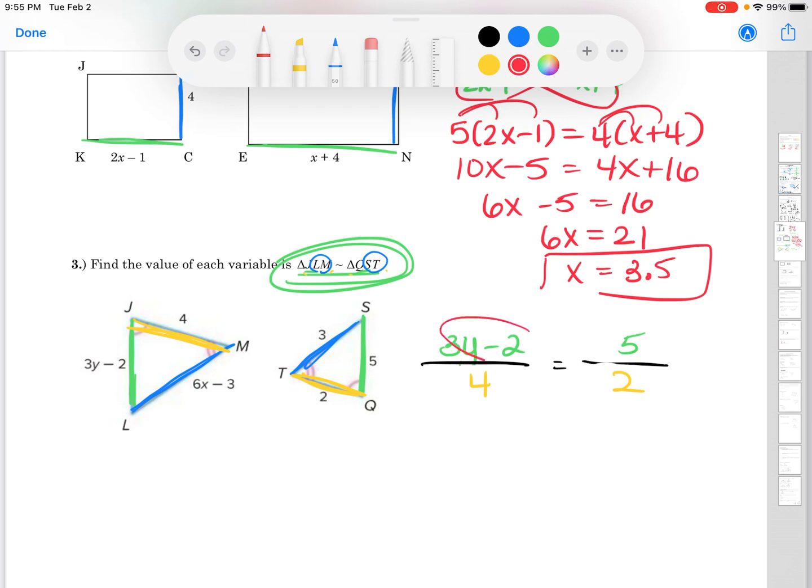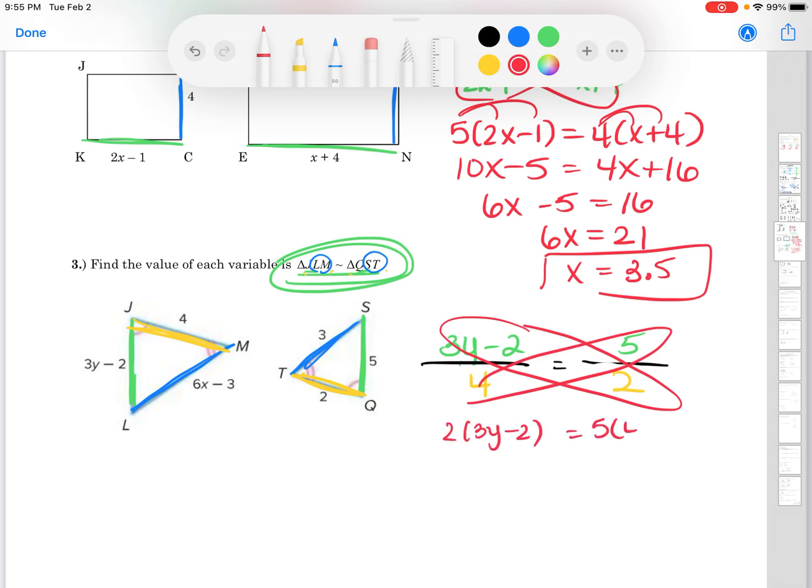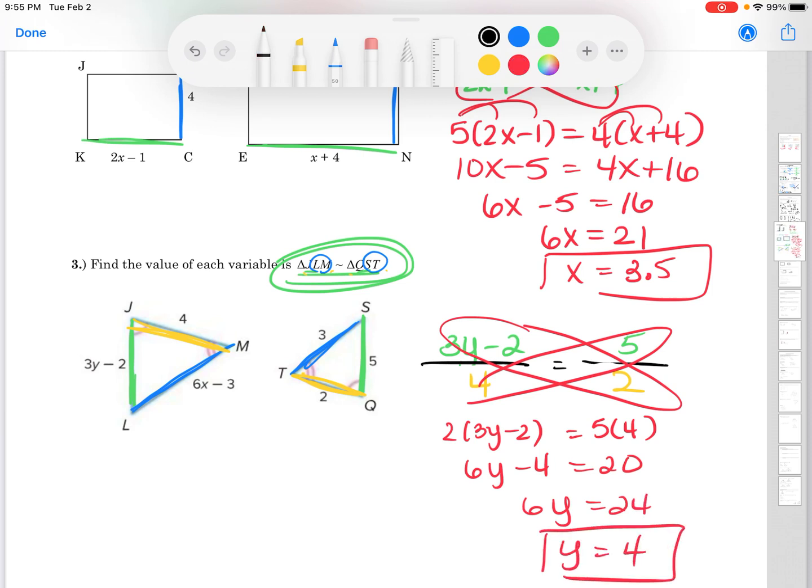All right, so again, cross multiply. So we have 2 times 3y minus 2 is equal to 5 times 4. So that's 6y minus 4 equals 20, or 6y equals 24. So y is going to equal 4. Awesome. Now let's go back and do the same thing, but for the x's.